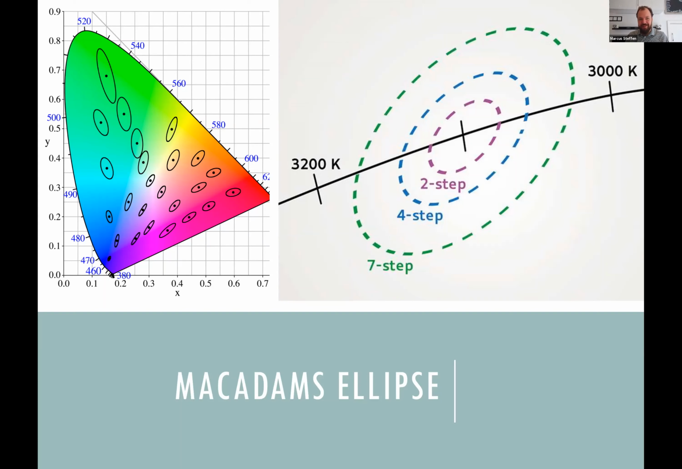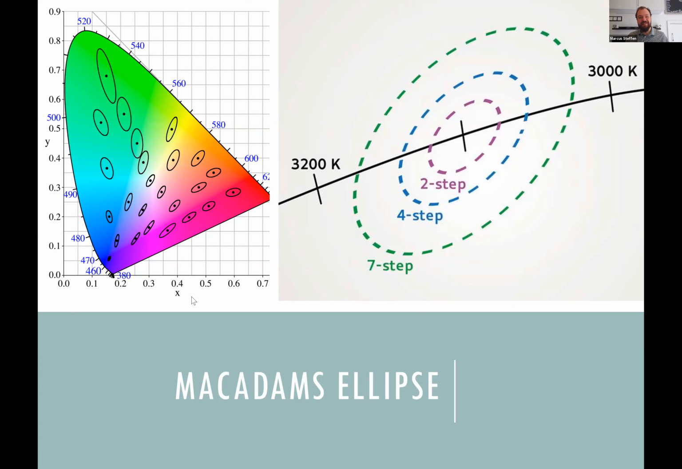Unfortunately, generally you can't make LEDs to fit within one-step MacAdam ellipses. So what they have done is people are using a growing area and saying our LEDs will match a two-step MacAdam's ellipse. So it's double the area of the original MacAdam's ellipse. Or it might be that they say that they go to a 4-step or a 7-step. Now, obviously, within a 7-step, there's a huge amount of variation within that.